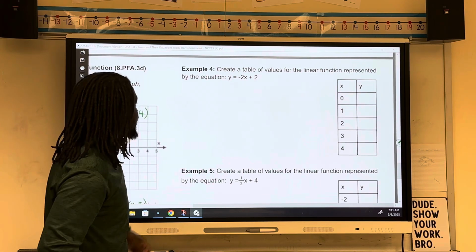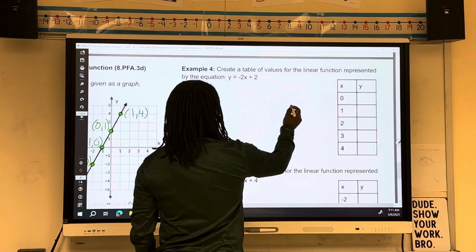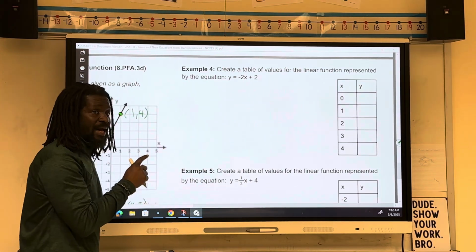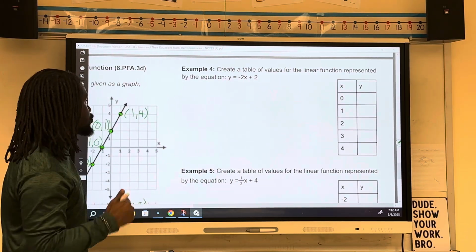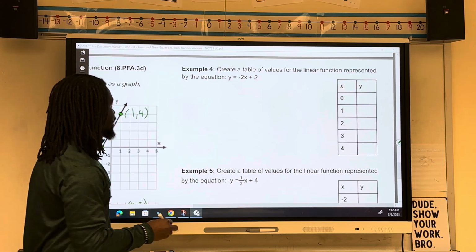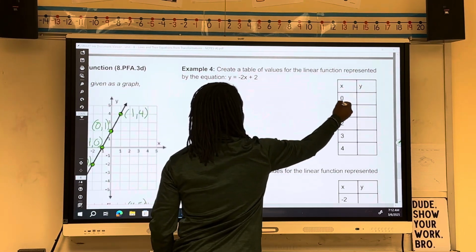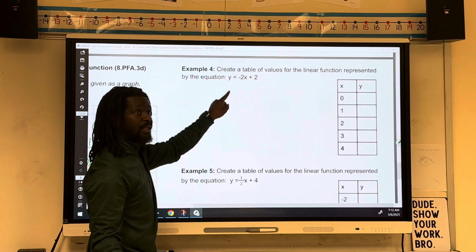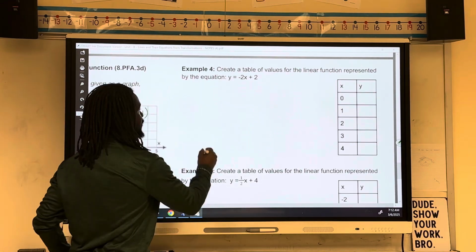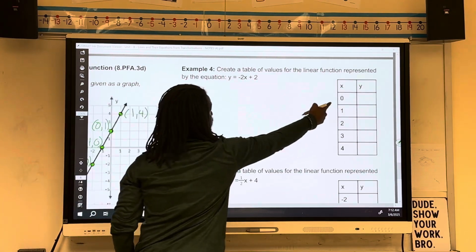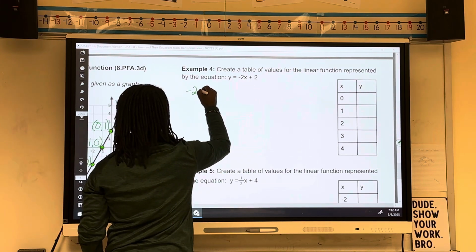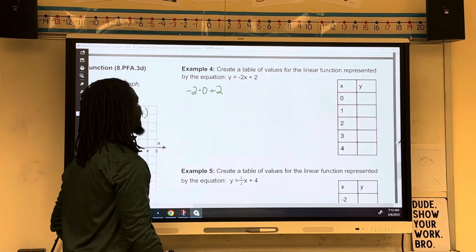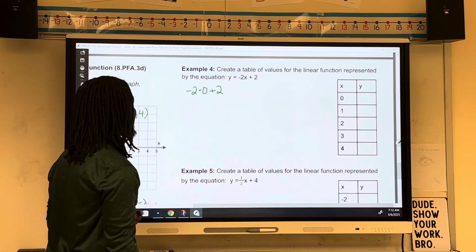All right. And so there's two ways to do this. One, I'm going to show you by hand, and then two, I'm going to show you with the calculator. So what we're doing is we're taking these x's and we're substituting them in for the x. So we got negative 2, then I'm going to put in 0. So I'm going to be times 0 and then plus 2. And then that's going to give me what the y equals.